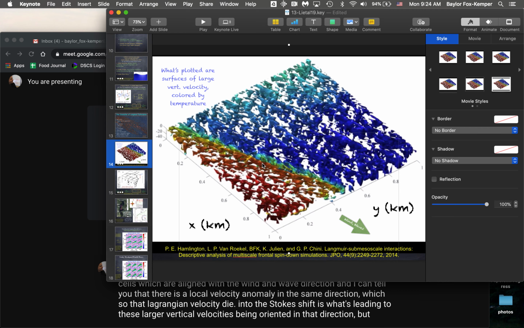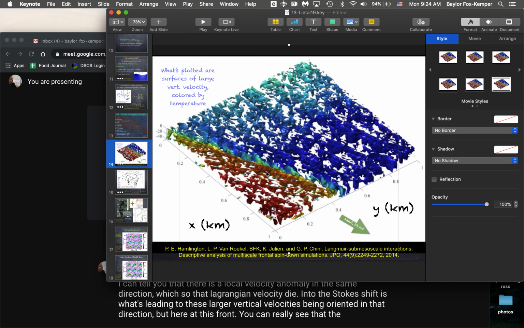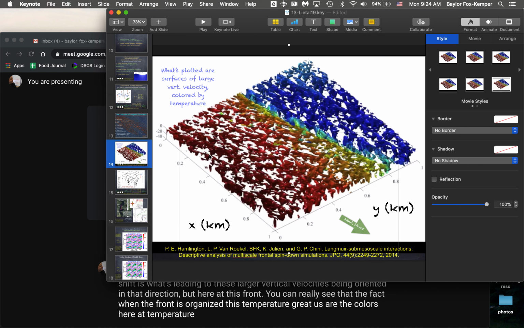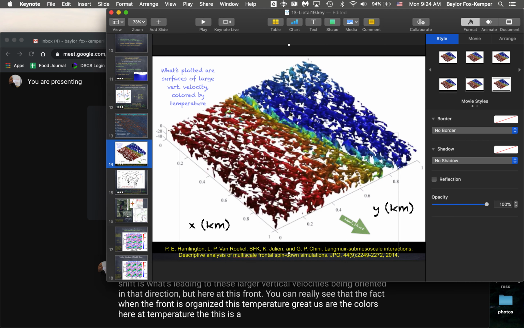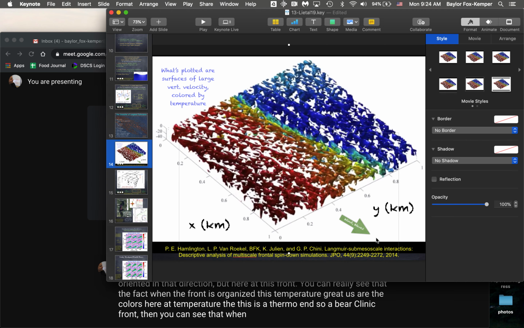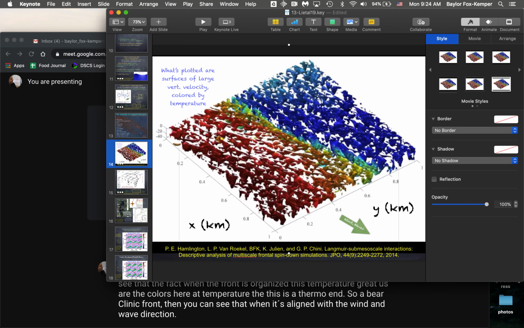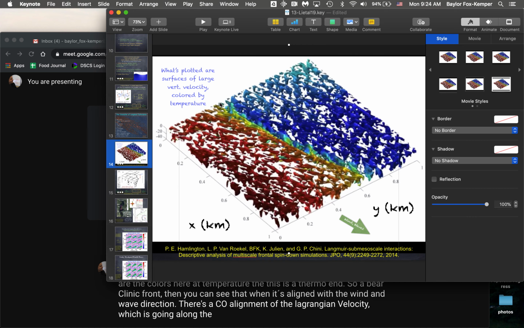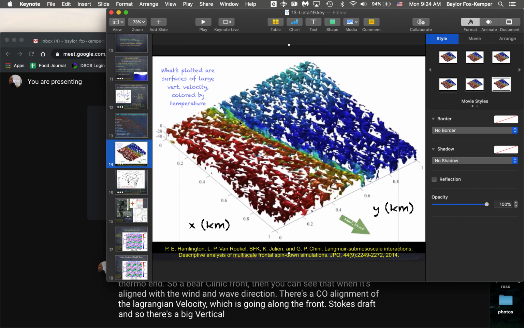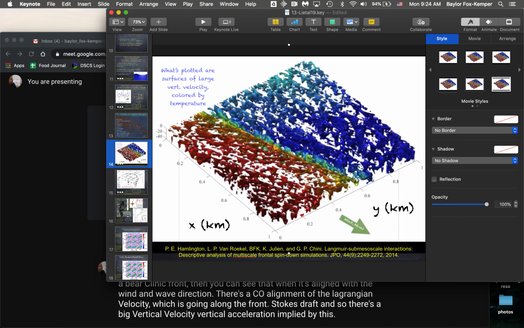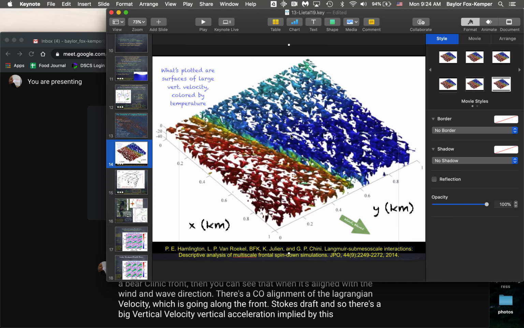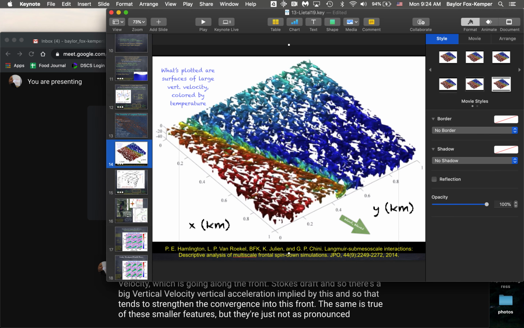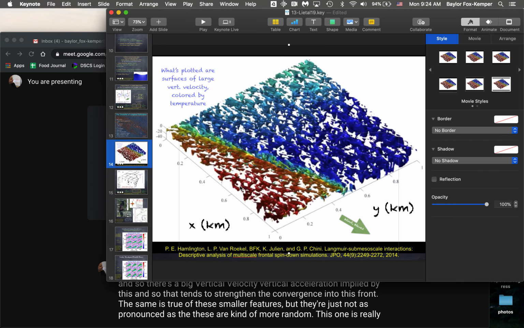But here at this front, you can really see that when the front is organized, the colors here are temperature, this is a thermal wind, so a baroclinic front, and when it's aligned with the wind and wave direction, there's a co-alignment of the Lagrangian velocity, which is going along the front, and the Stokes drift, and so there's a big vertical acceleration implied by this. That tends to strengthen the convergence into this front. The same is true of these smaller features, but they're not as pronounced, they're more random. This one is really organized by the temperature gradient as well.